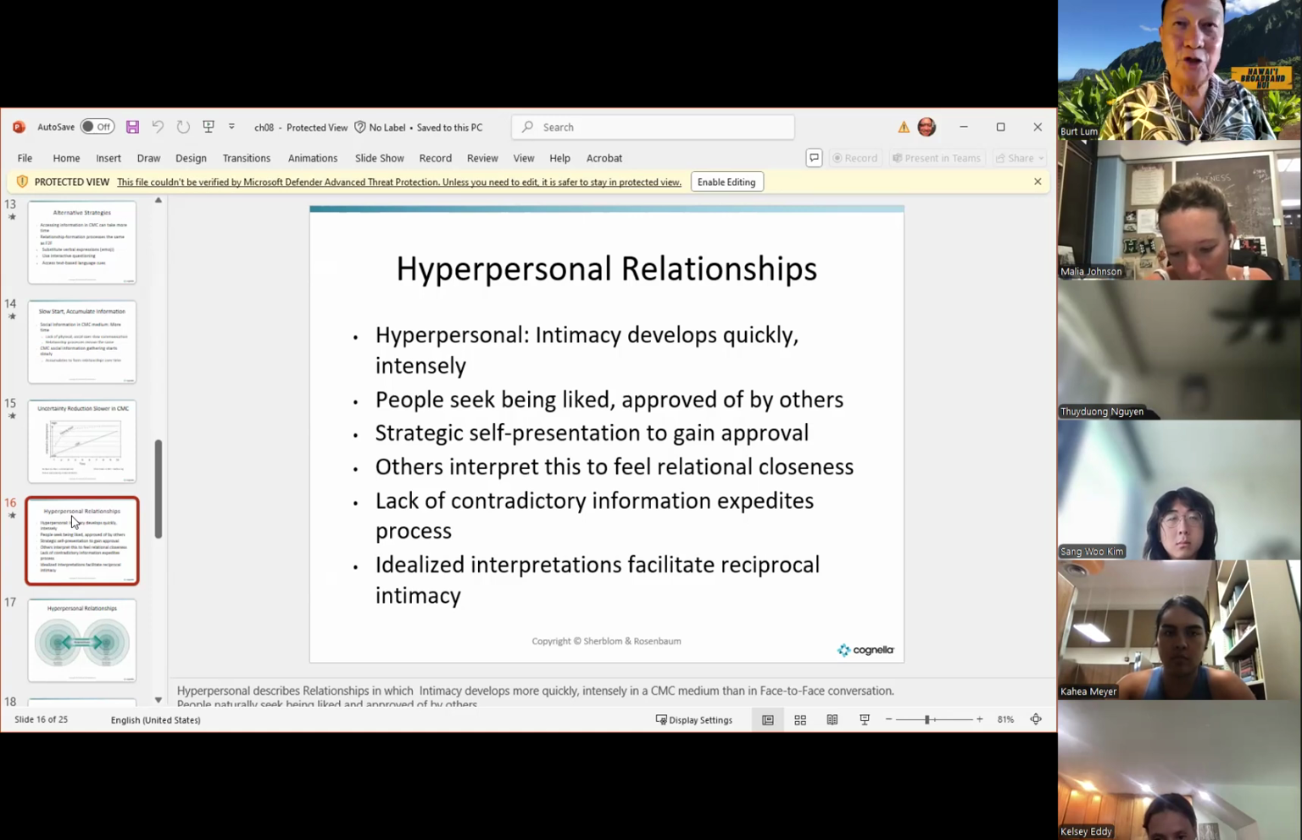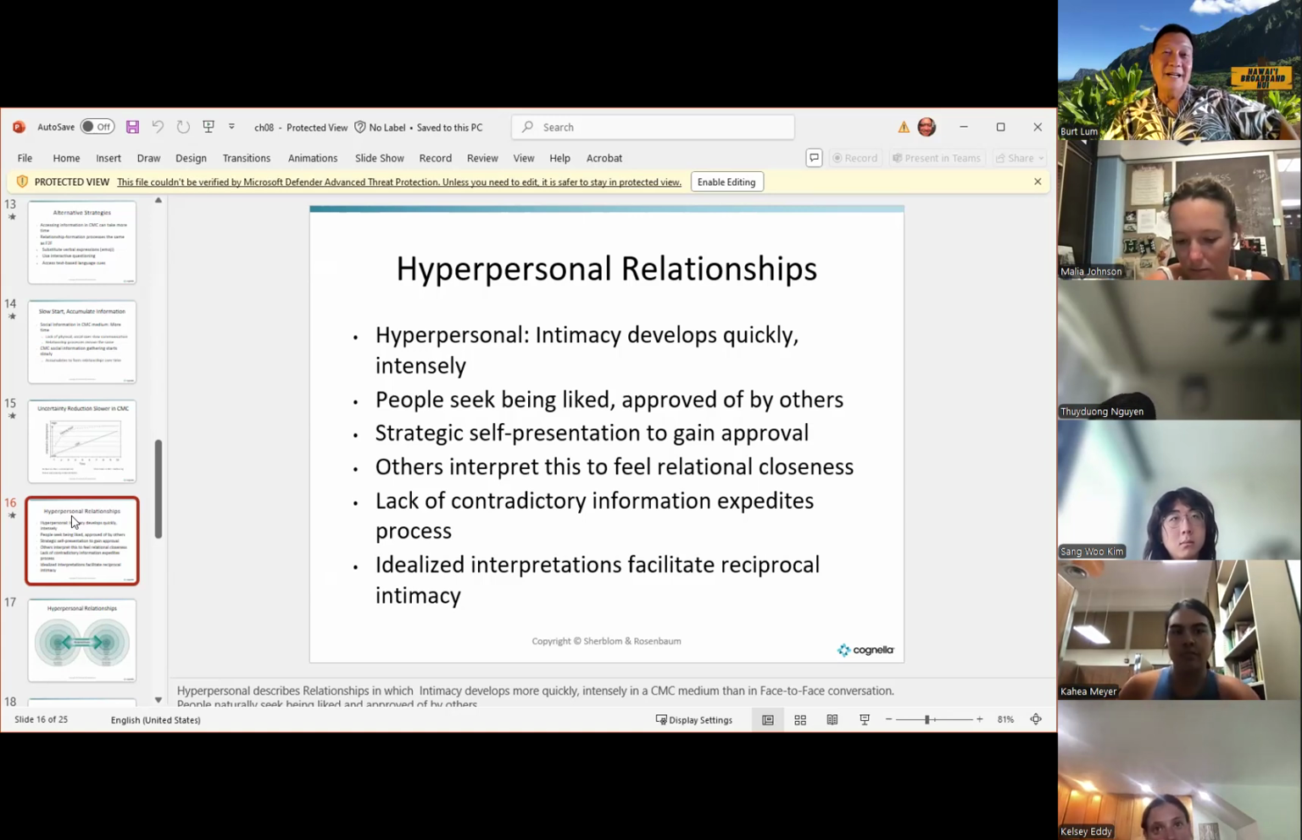And then idealized interpretations facilitate reciprocal intimacy. So again, it's one thing to present yourself in a certain way. It will draw upon yourself a certain kind of reciprocal relationship, and does that result in a relationship that's reciprocal in terms of intimacy?